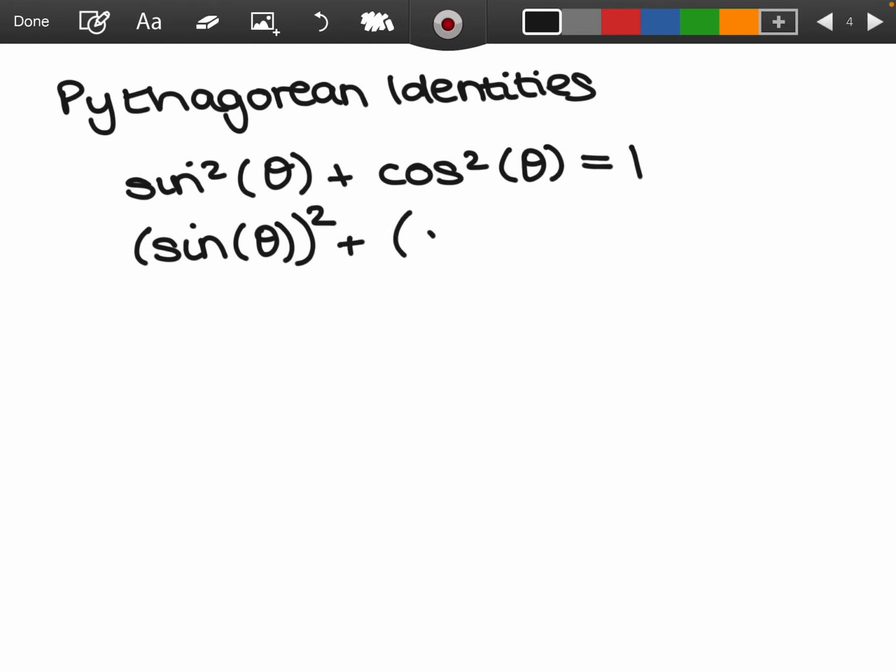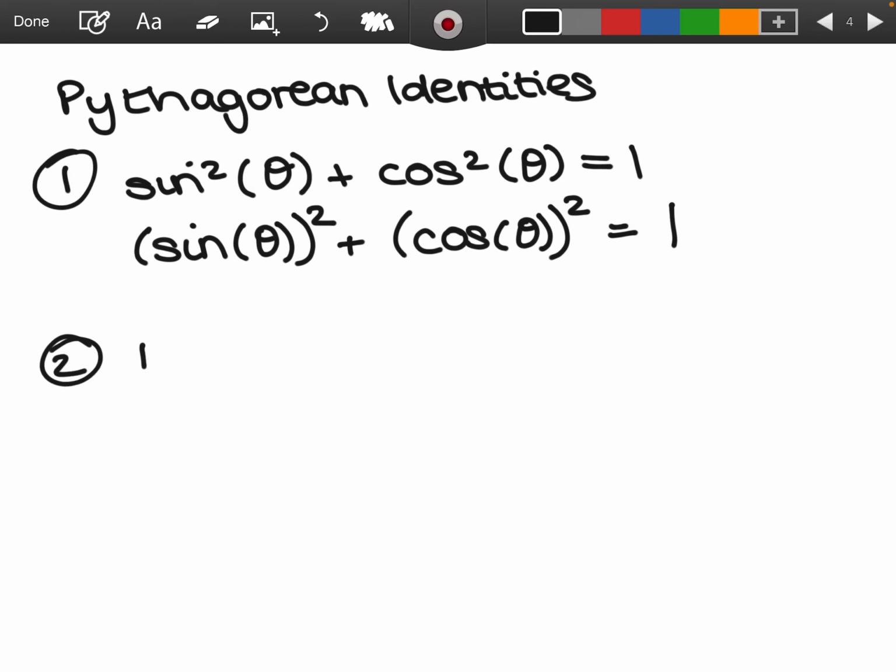Okay. And then I'm finding out what cosine of that angle theta is, and I'm squaring that function value. So figure out sine of the angle and cosine of the angle first, and then you're going to square those values. And it turns out that if you do that and add them together, they equal 1. Okay, so that's what that particular identity means. There are two other identities that we actually get from this first identity.